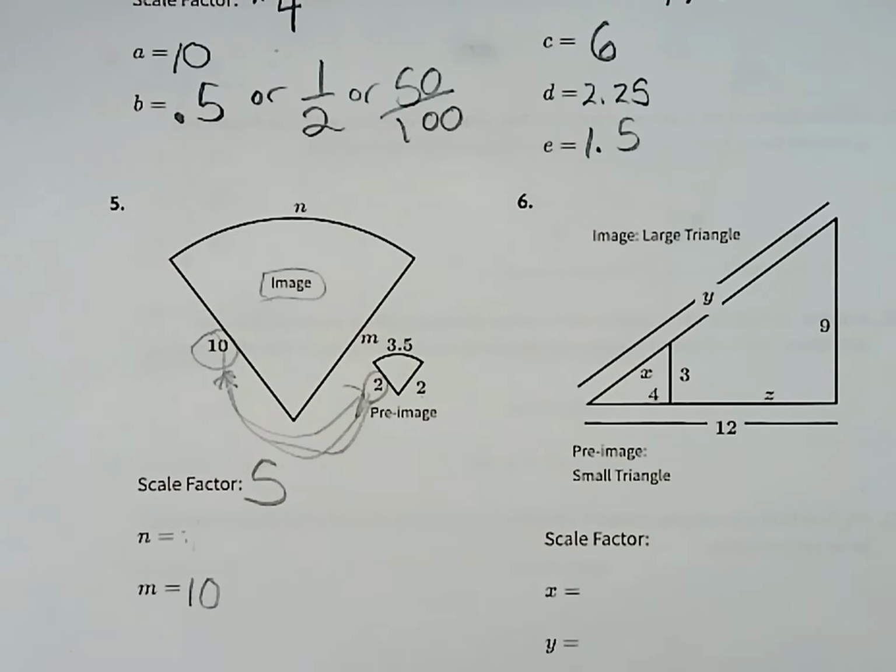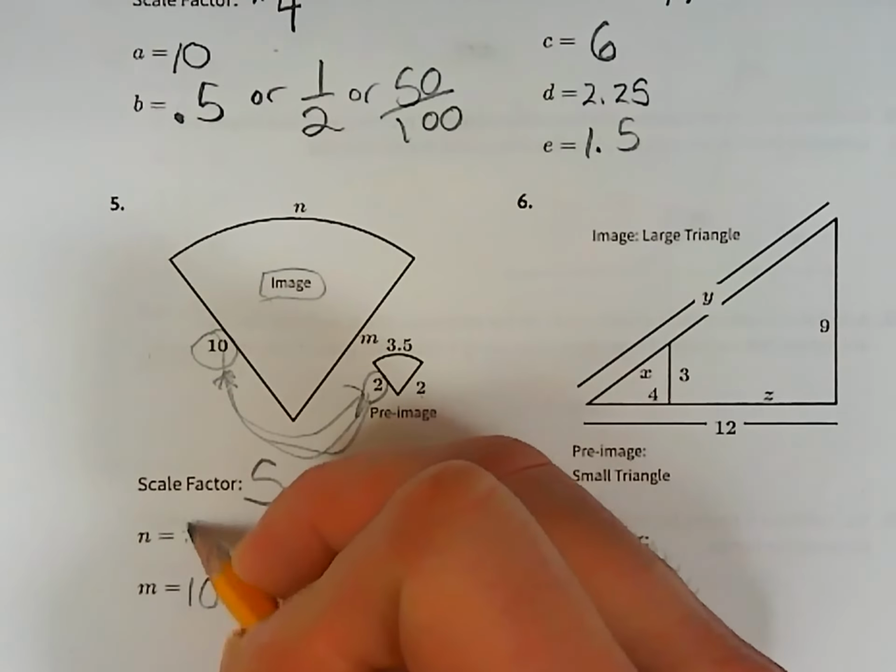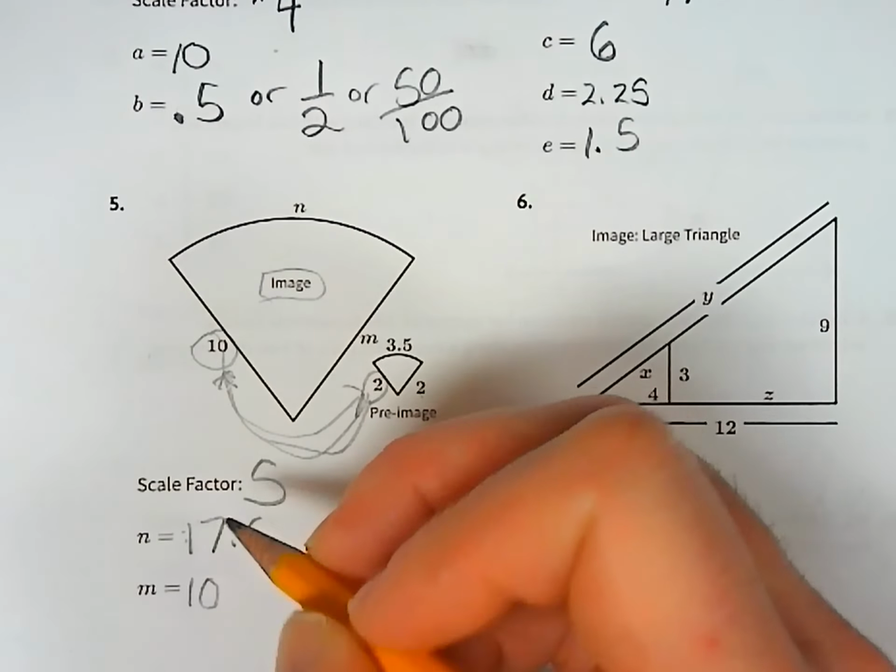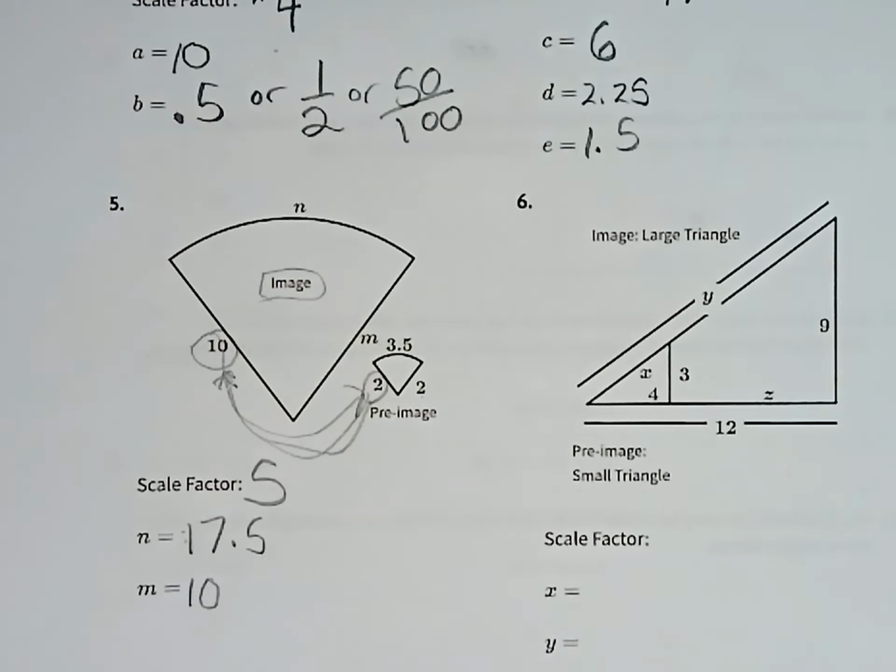17.5. Hey Google, what is 3.5 times 5? 3.5 times 5 is 17.5. That's what I thought. Okay.